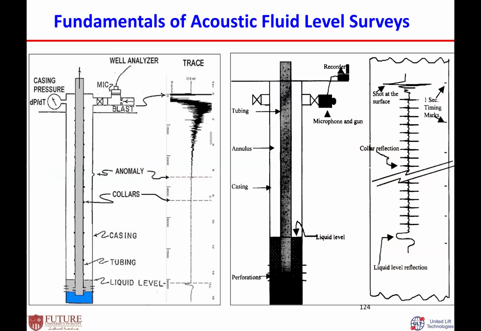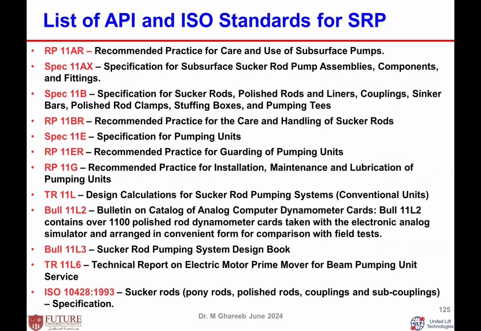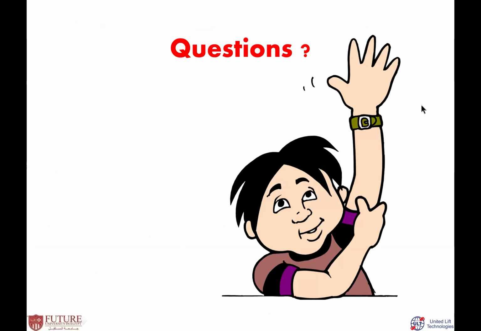Generally, like the other artificial lifts, this is a slide showing the list of API and ISO standards for the rod lift system. For each part of the rod lift system, there is a certain API standard you can refer to in order to know exactly what the conditions are, what the sizing is, and so on. This is all I have for the time being, and this is a very brief overview of the rod lift system and what's going on in rod lift.